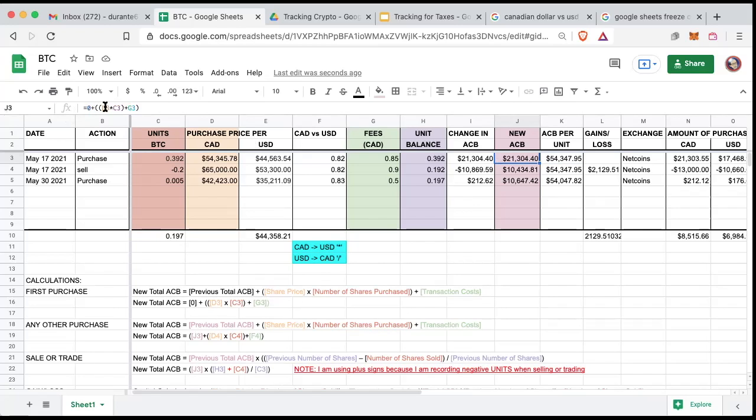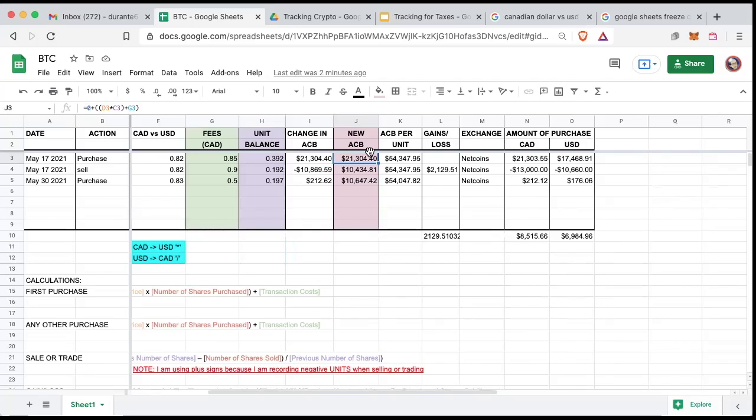If we look right here in the view, it's exactly the same thing. 0 plus bracket bracket, D3 times C3, close the bracket, plus G3, close bracket. So what are we doing? 0 was no previous ACB, plus D3, so here's column D, D3, the $54,000, times C3, that's how many units we bought, and then we add all up to G3, which was the fees, and we get a new ACB of $21,304.